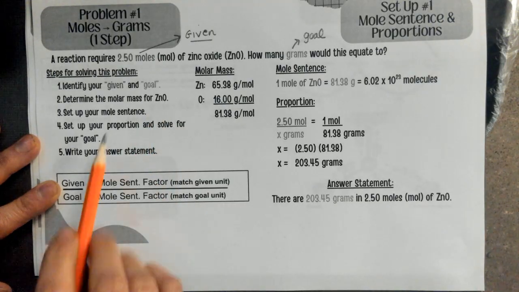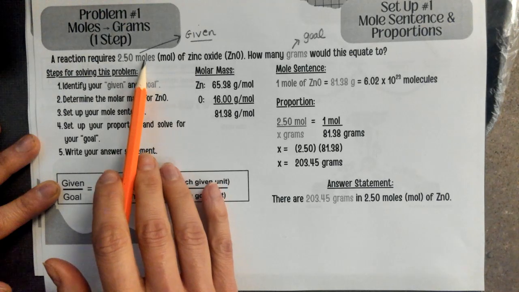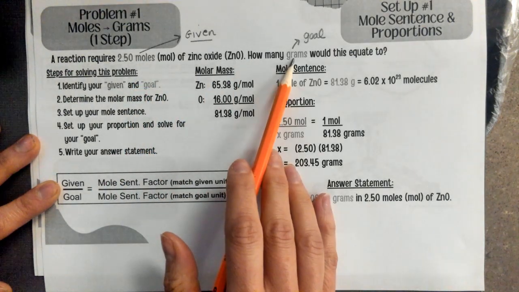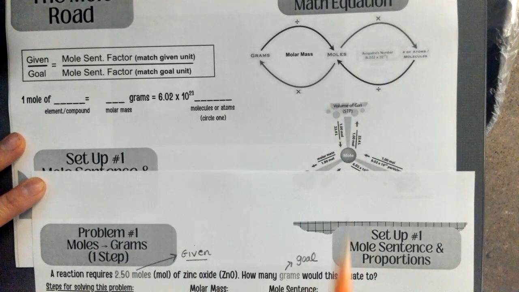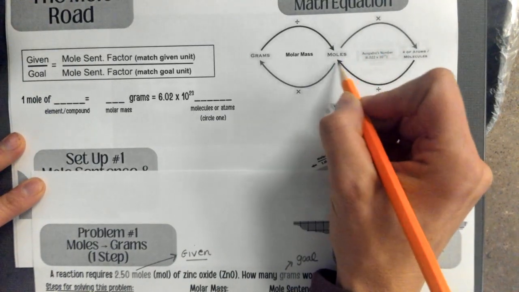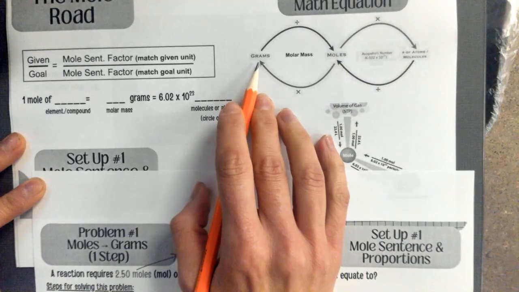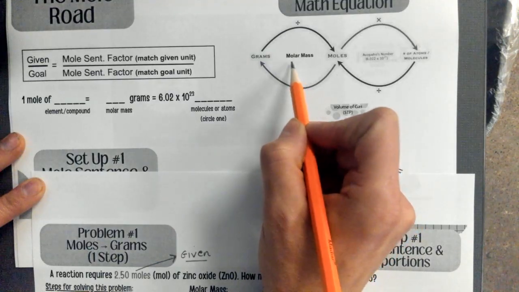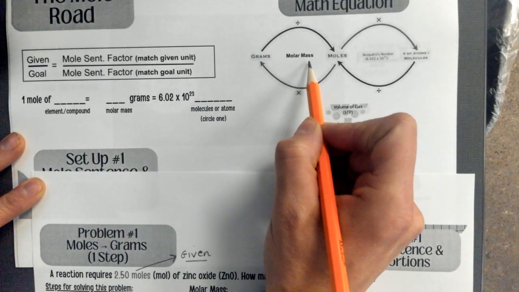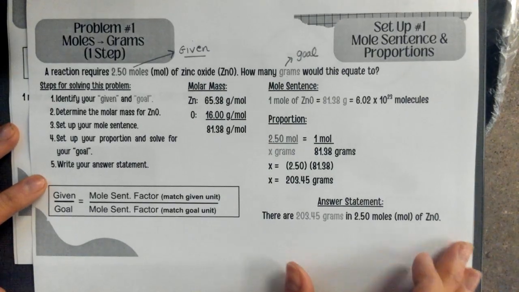Now, the reason we need to know the molar mass is because we're going from moles to grams. So if I look at the mole road over here, I'm starting here with moles as my given, and I want to get to grams. So the way that I get there is by using the molar mass. Okay? So first I'm going to calculate my molar mass.